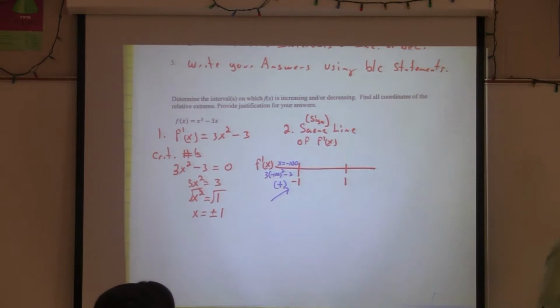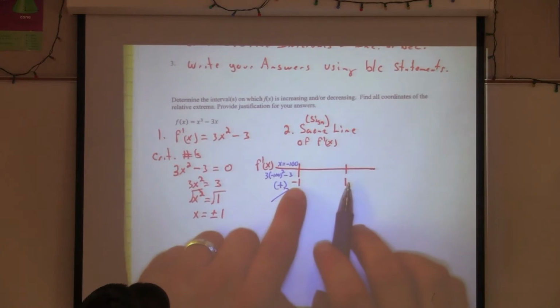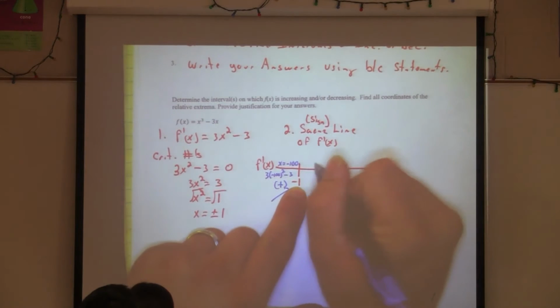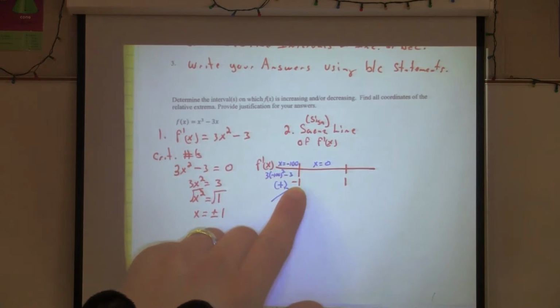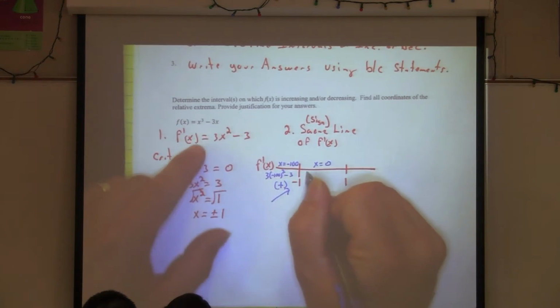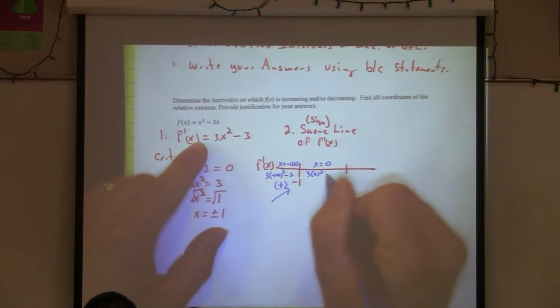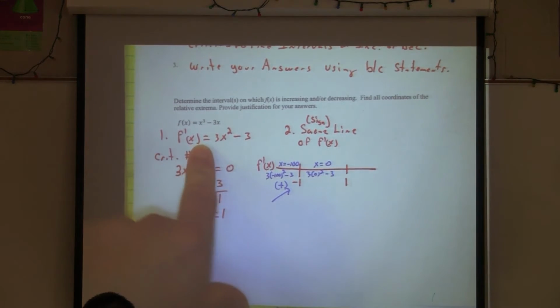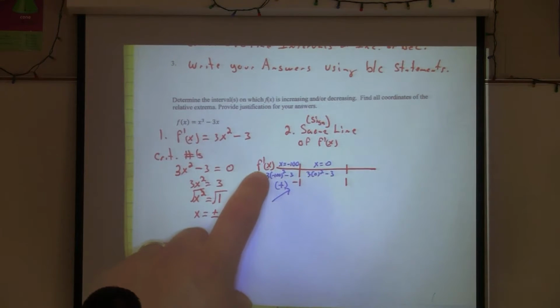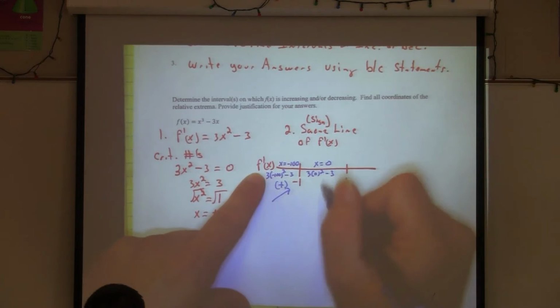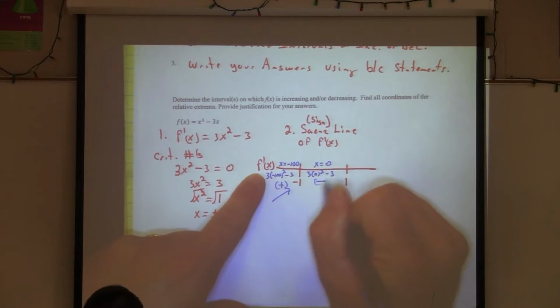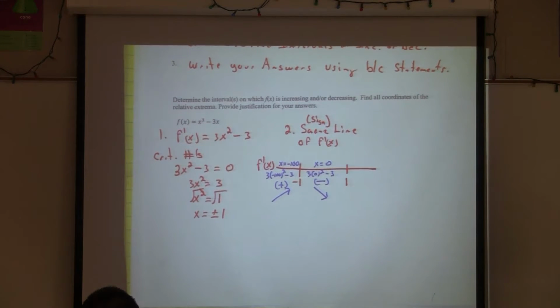Okay? Pick a number in between these two guys. 0. Okay? Plug in 0. 3 times 0 squared minus 3. Again, plugging it into the derivative because it's a derivative sign. What do we end up with? Negative, so that means it's going what? Yeah, it's decreasing.